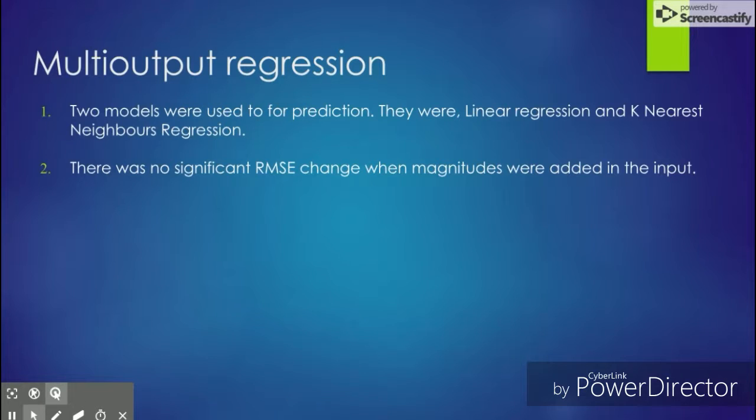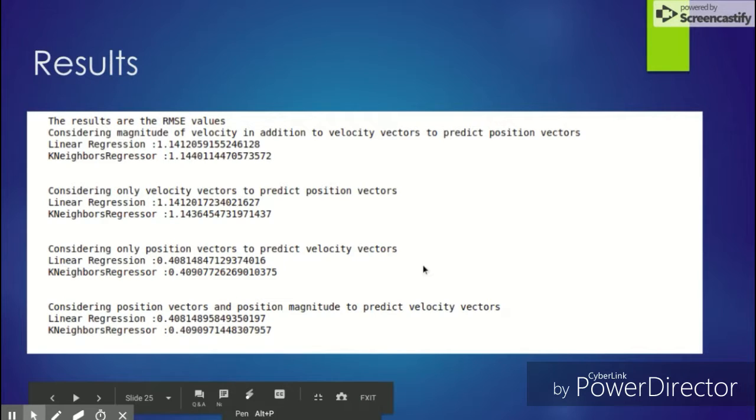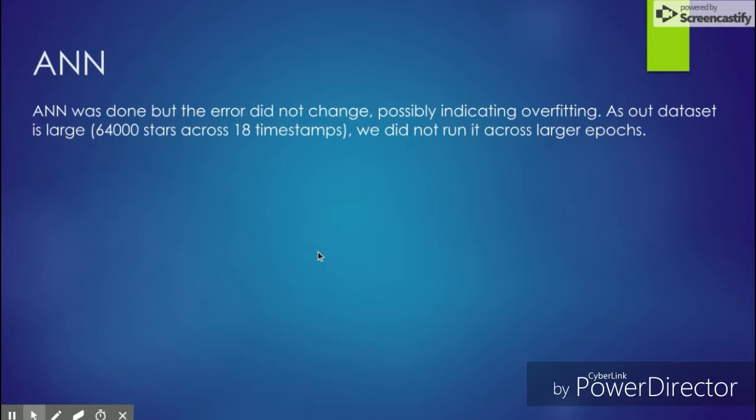Linear regression was used as the correlation was 0, and k nearest neighbors were used as stars which were close by were expected to behave similarly. Here are the results. As can be seen, linear regression has a smaller RMSE and it also ran faster, as the number of neighbors were 200, which is significant.